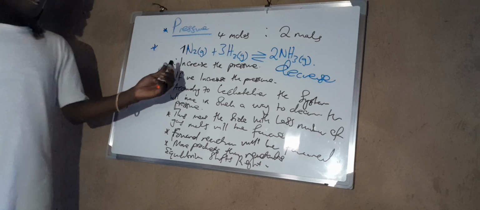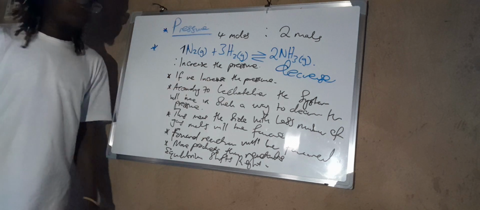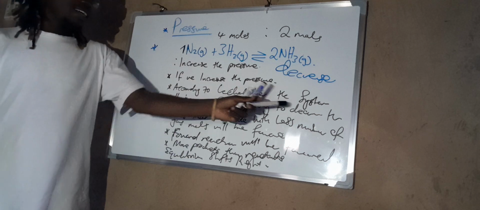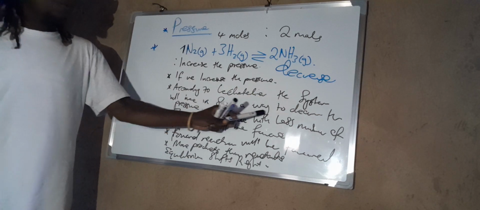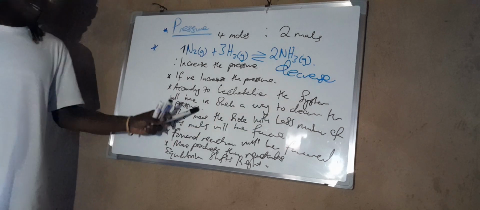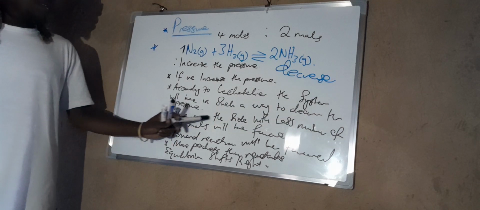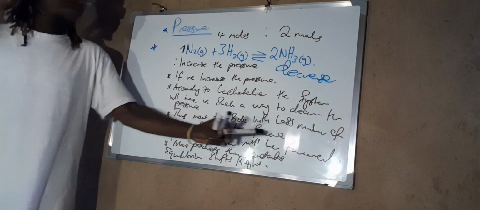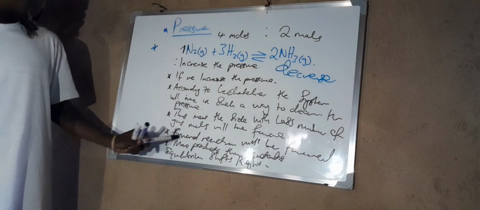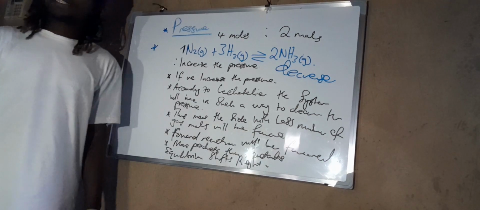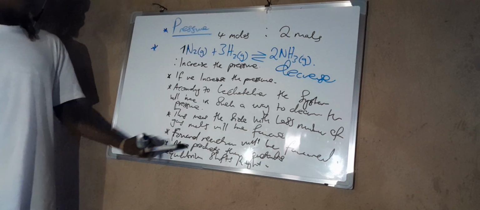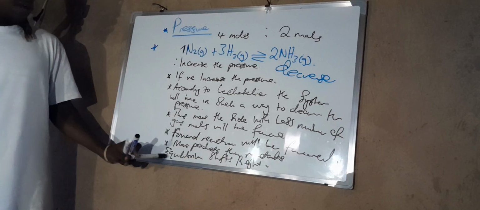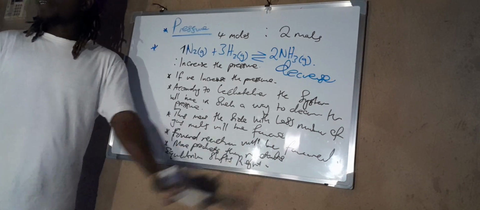Okay, we say if we increase the pressure, right? If we increase the pressure, according to Le Chatelier, the system will move in such a way to decrease the pressure, right? This means the side with less number of gas moles will be favored. The forward direction will be favored in this case, so more products than reactants are going to be formed. So our equilibrium is shifted to the right.